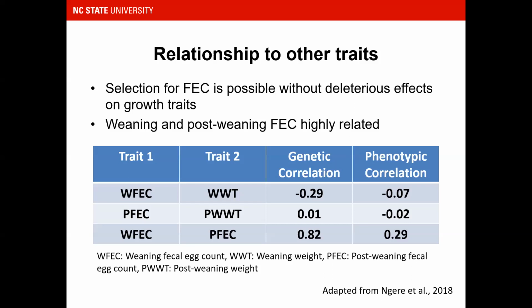We have, in the first column, our weaning fecal egg count and post-weaning fecal egg count. In the second column, you have the trait that it's compared to. So weaning fecal egg count compared to weaning weight, we have a mild genetic correlation, slightly negative there, but the phenotypic correlation is really minimal and close to zero. In terms of post-weaning fecal egg count and post-weaning weight, both genetic and phenotypic correlations are pretty much zero. So you should be able to select for one without impacting the other greatly.